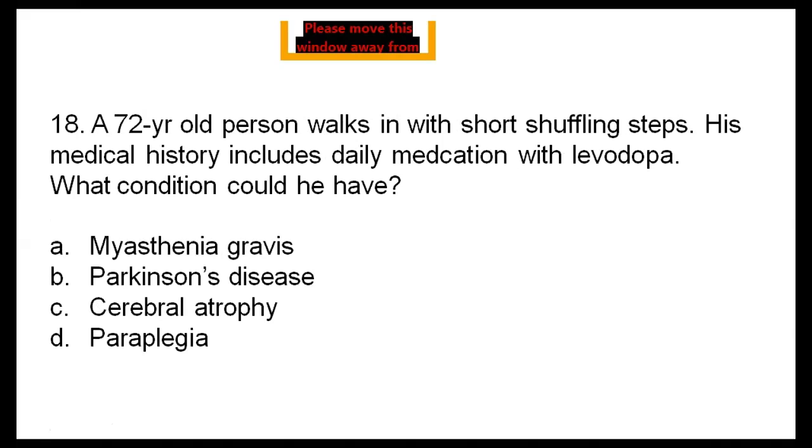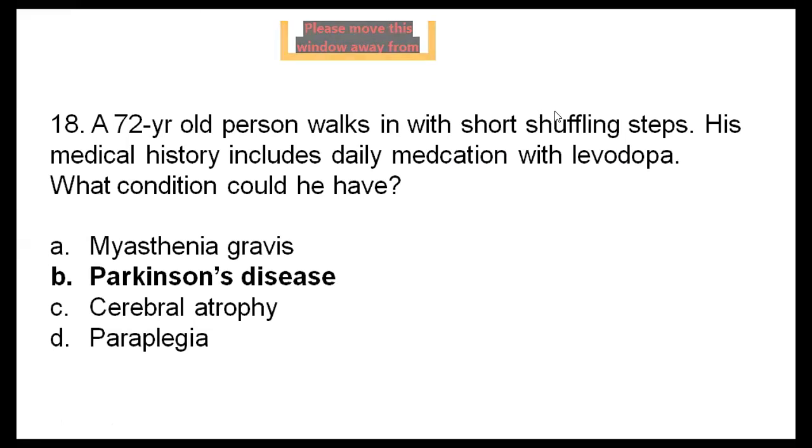A 72-year-old person walks in with short shuffling steps. His medical history includes daily medication with levodopa. What condition could he have? Correct. So Parkinson's disease is the correct answer. I think you got it from the levodopa, but I also want you to draw your attention to the gait of this patient. Okay.